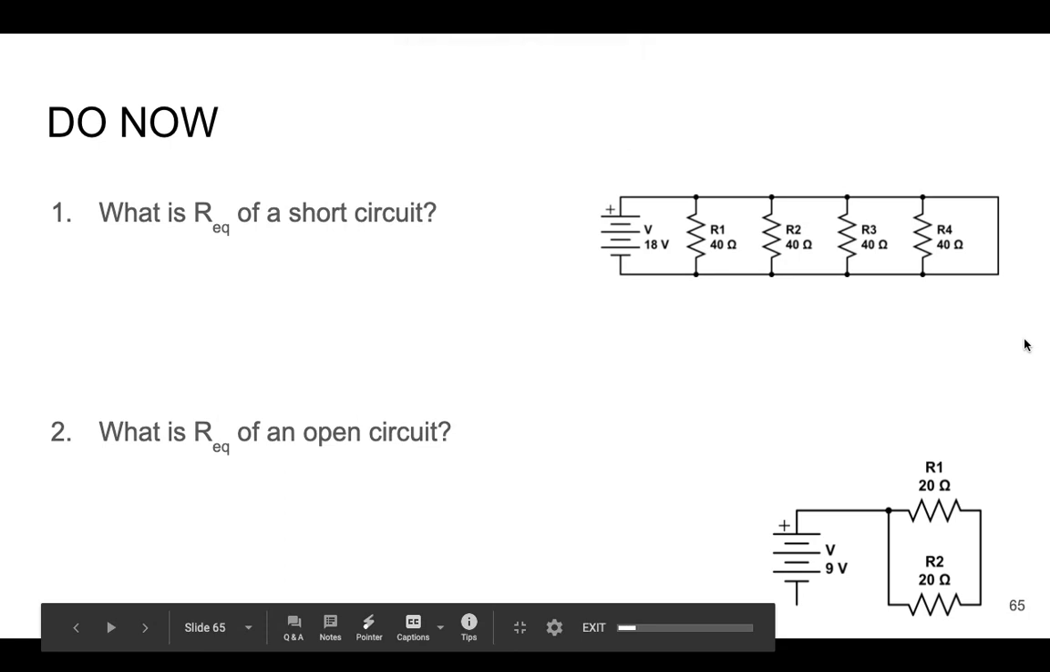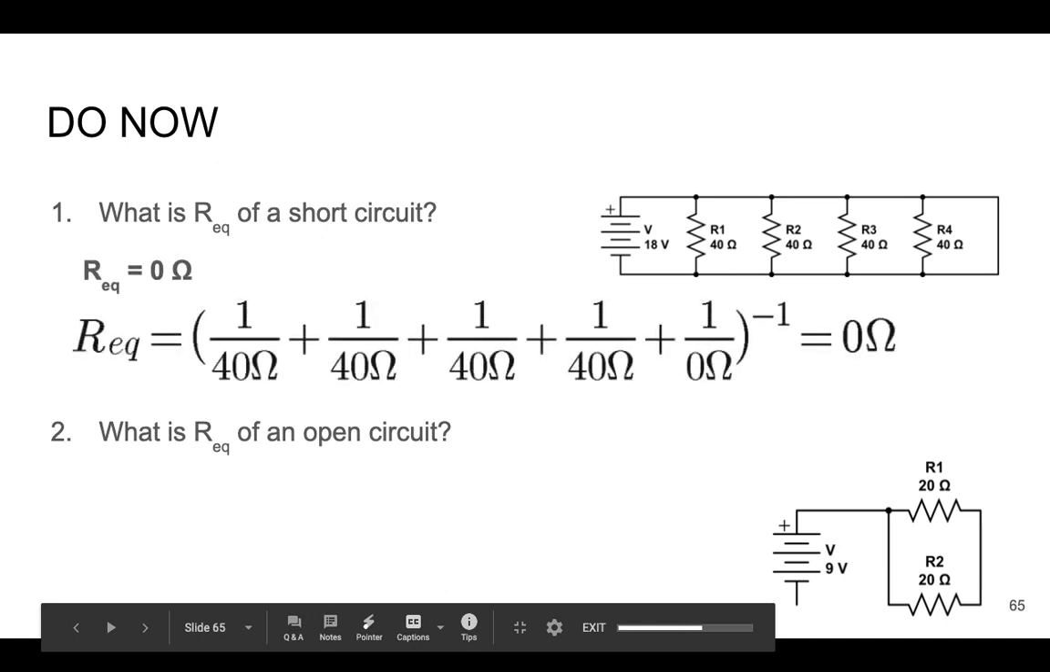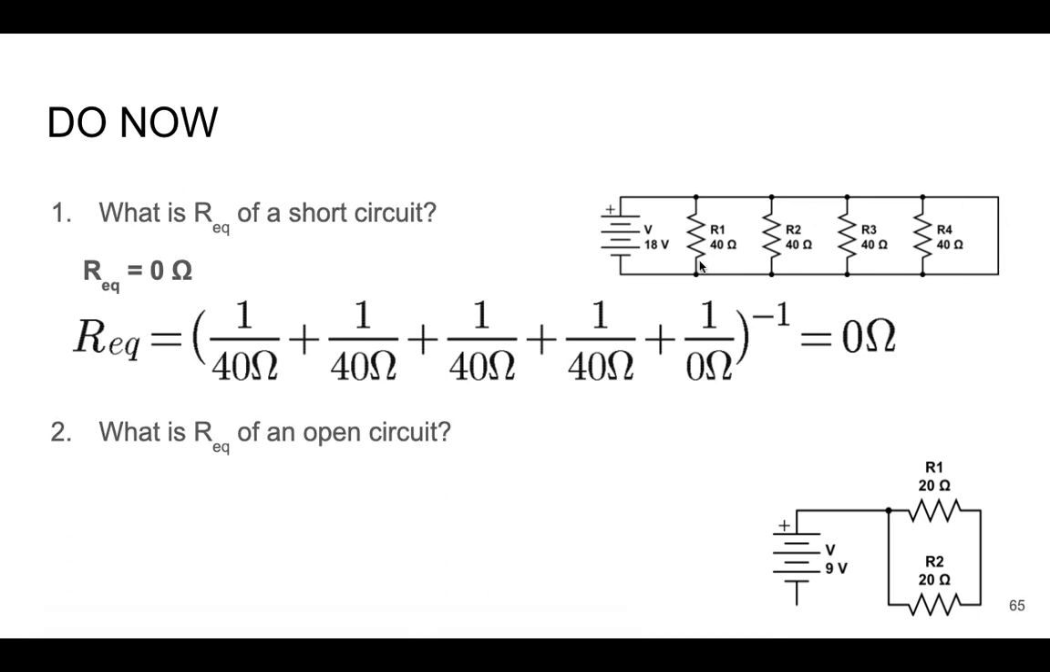So to review, what is the equivalent resistance of a short circuit? The equivalent resistance of a short circuit is 0 ohms. In this circuit here, this last guy here makes it a short. So you may have been trying to put all these resistors in series, but by having this guy here, no current's going to flow through any of these guys. It's all going to go this way, and it's a path of no resistance. So the equivalent resistance is 0 ohms.